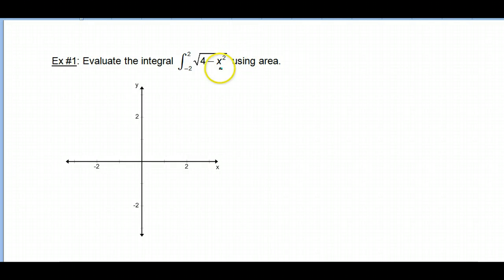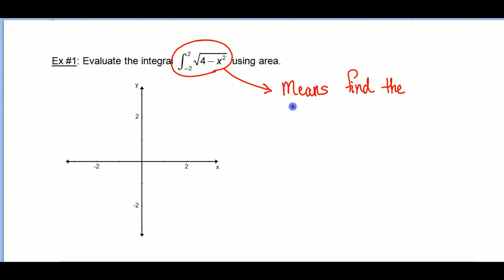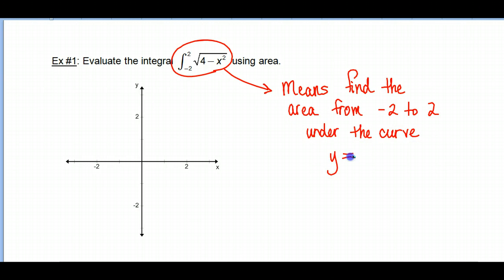This right here means we want to find the area from -2 to 2 under the curve y equals square root of 4 minus x squared.